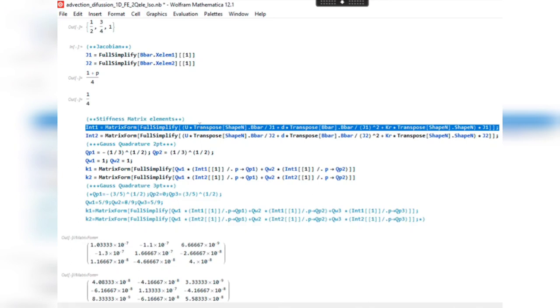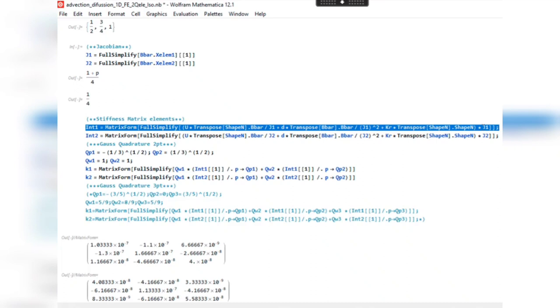is made of three terms: U, N transpose, B bar over the Jacobian. The second term is D, the diffusivity term, transpose of B bar, B bar, and the Jacobian over the Jacobian squared. And the third term is KR, N transpose N. And all of this is multiplied by the Jacobian from when we go from dx to d psi, we have that dx is the Jacobian times d psi, right? So this last Jacobian is just that. All right.